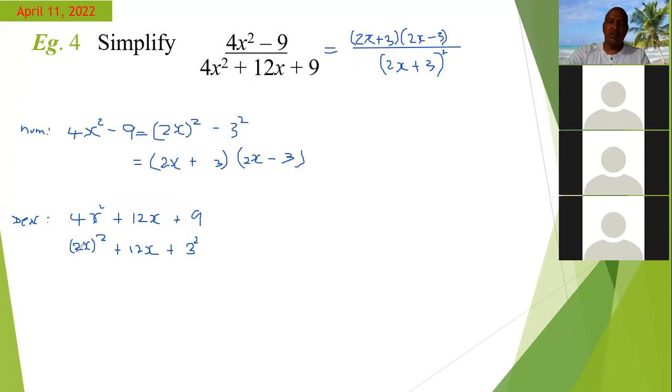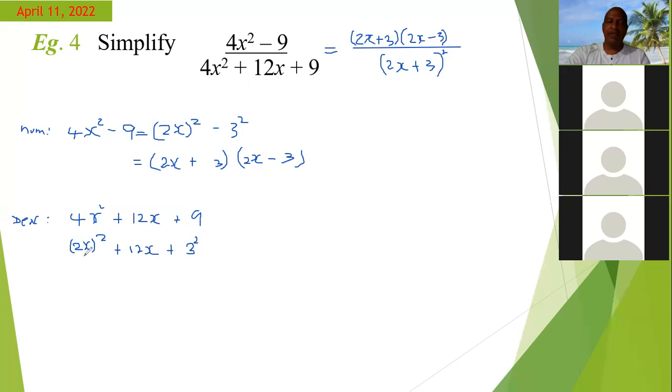So you take the base of the first term, which is 2x, times the base of the last term, which is 3. So you multiply 2x times 3, you get 6x, and then you times that by 2, and you will get the middle term, which is 12x. So that would tell you that you have a perfect square. Once you get back the middle term, you have a perfect square.